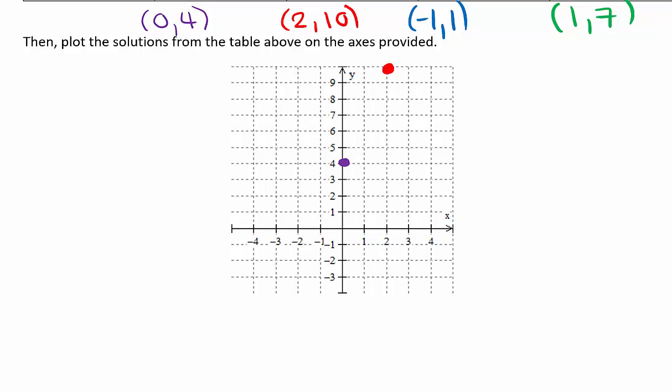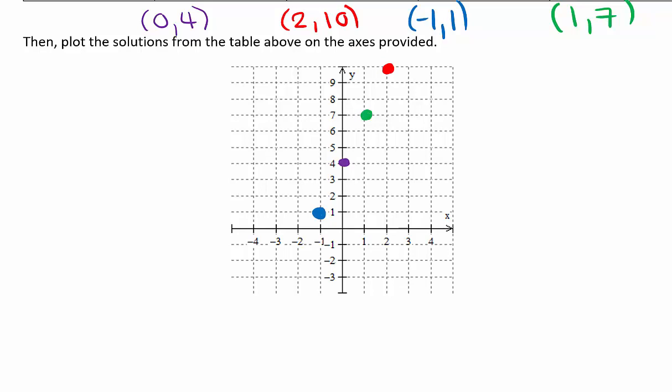The next solution, the x value is negative 1, so I go to the left 1. Y value is positive 1, so I'll go up 1. There's the point (-1, 1). And finally, my last solution, x is 1, so I go over to the right 1. Y is 7, I'll go up 7. So I've plotted all of these solutions, and notice that they happen to lie in a straight line.